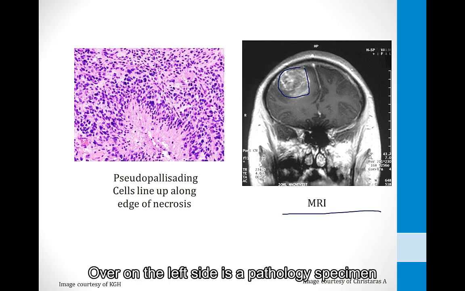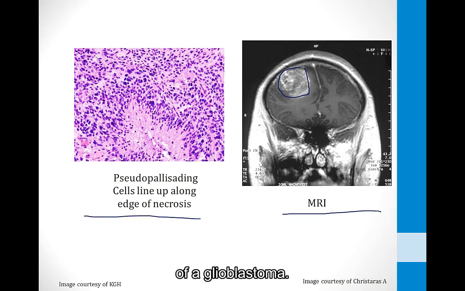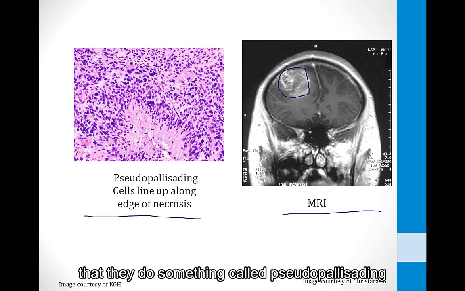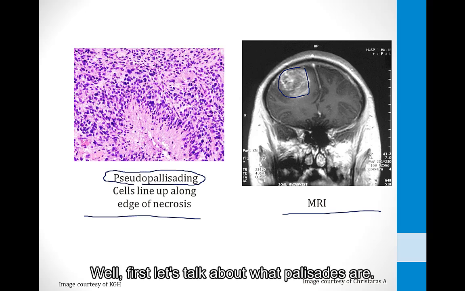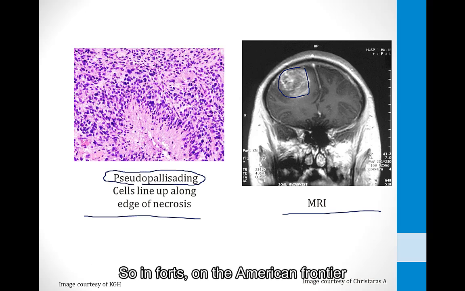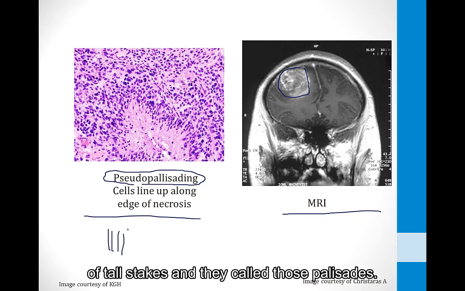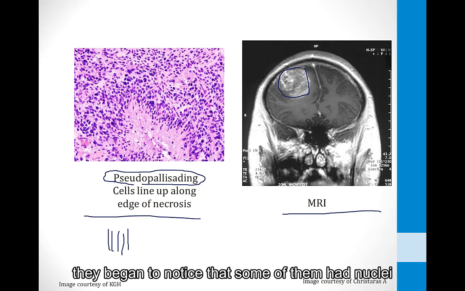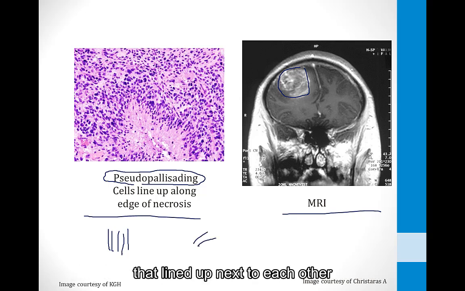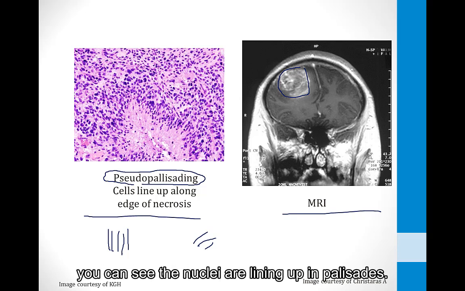Over on the left side is a pathology specimen of a glioblastoma, and it's high yield to know that they do something called pseudopalisading. So what is that? Well, first let's talk about what palisades are. So in forts on the American frontier, people would build these fences of tall stakes, and they called those palisades. So early on, when people were studying tumors, they began to notice that some of them had nuclei that lined up next to each other and looked just like palisades, and so they called that palisading. And if you look at this specimen here, you can see the nuclei are lining up in palisades.